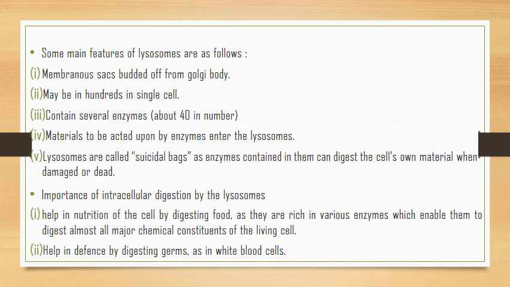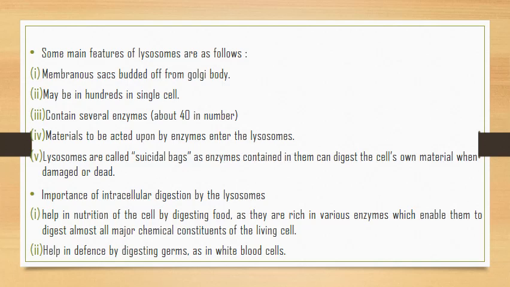Some main features of lysosomes are as follows. Membranous sac budded off from Golgi bodies, may be in hundreds in a single cell, contains several enzymes, about 40 in number. Materials to be acted upon by enzymes enter the lysosomes. Lysosomes are called suicidal bags as enzymes contained in them can digest the cell's own material when damaged or dead.